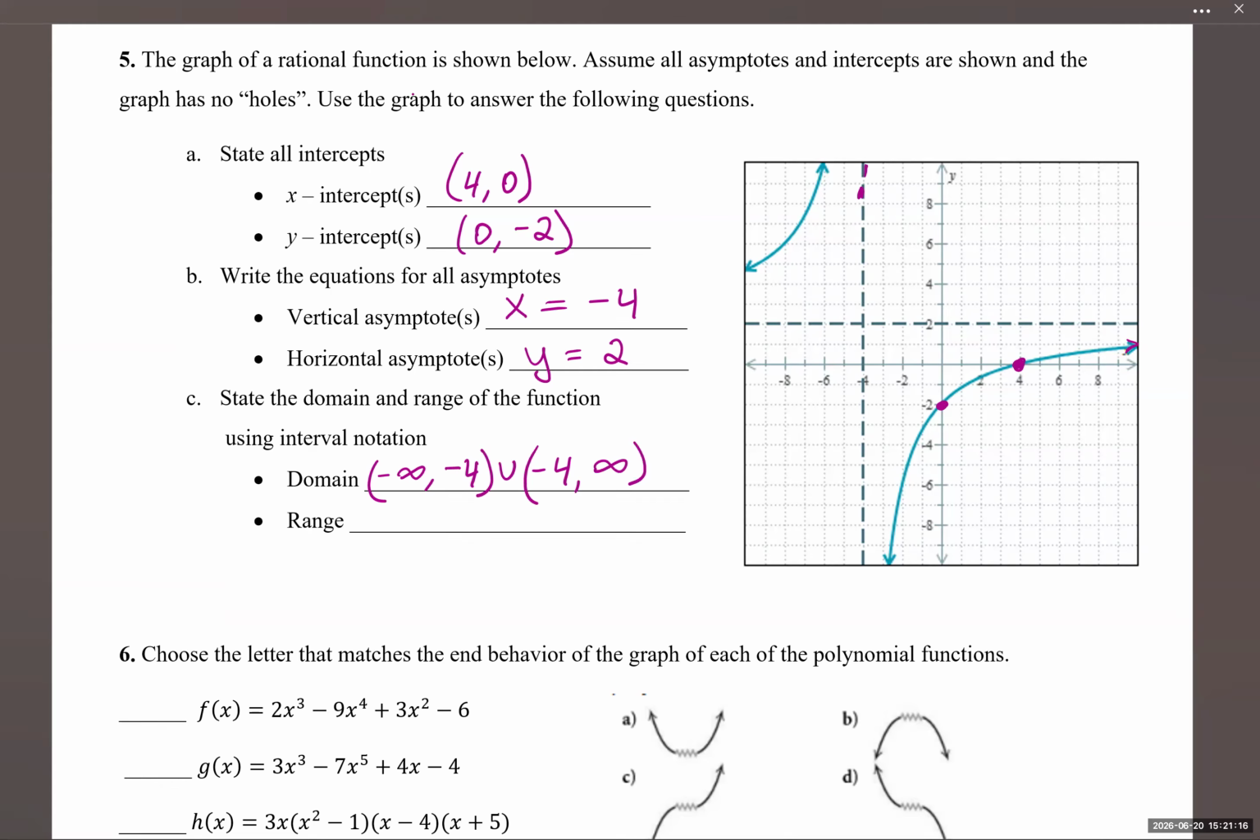Now, the range on this particular rational function depends on the horizontal asymptote. So once again, smallest to largest, but this time y values. This arrow right here is pointing down and it's going to keep going down. So my range starts at -infinity. It's going to go up to 2. 2 is not included, so parenthesis, and then it starts back up at 2 and goes all the way. This arrow is going all the way up, so to +infinity.